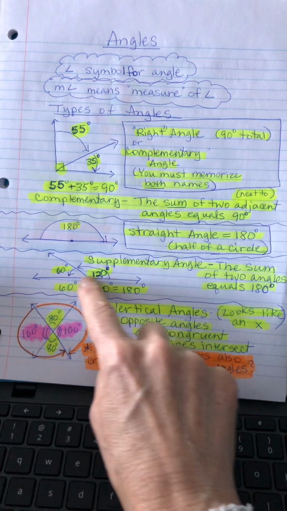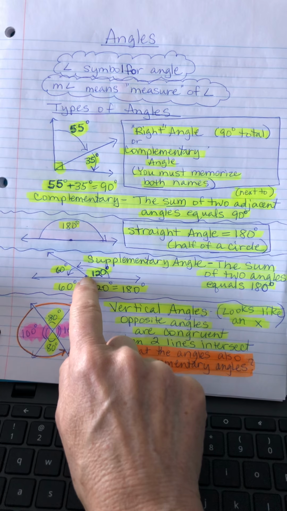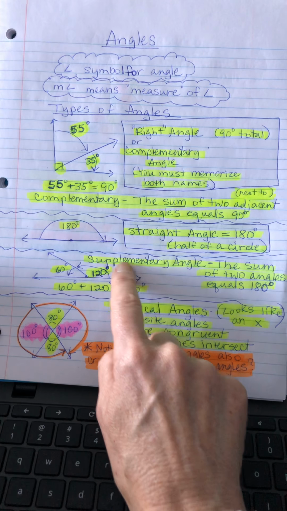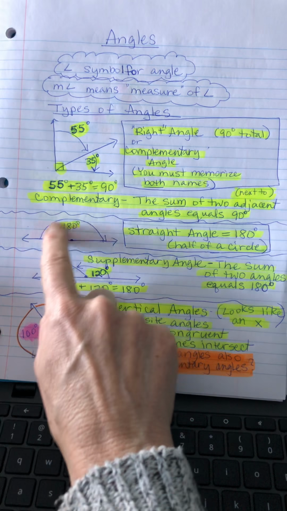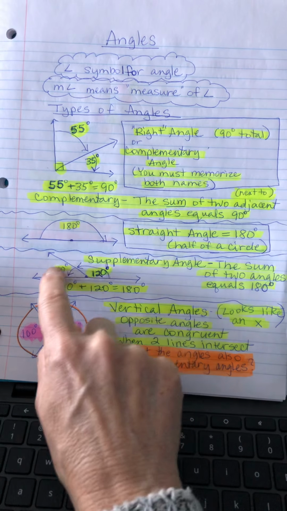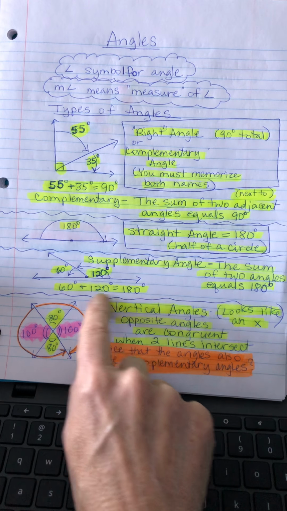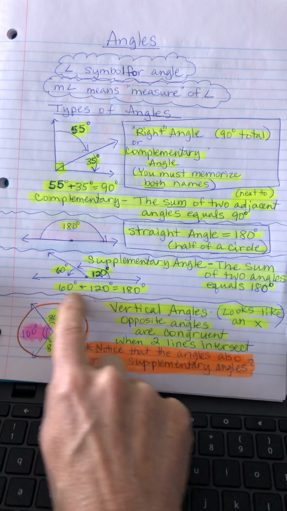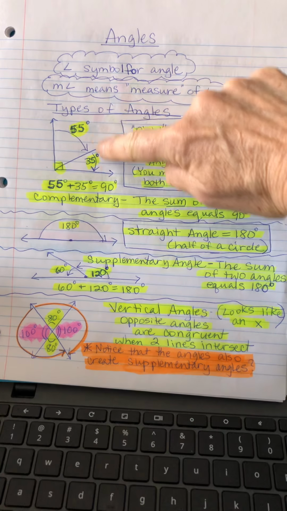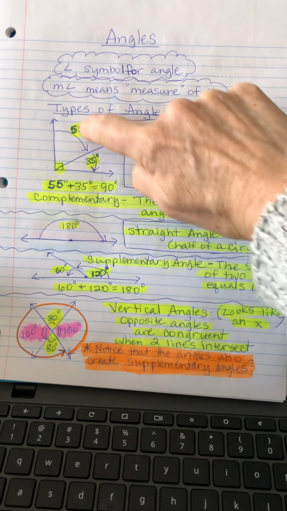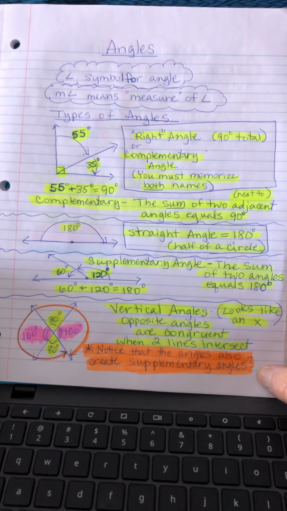Now, if we add off of the straight angle another ray, another angle that shares that vertex right there, then we call it supplementary because the sum of those two angles, just like it equals 180 here, the sum of these two angles added together will also equal 180. Okay, so you can see this one's 60, that one's 120. It would have to be because both of them together have to equal 180. And 55 and 35 were my two examples here. Those have to add to 90 because it's a right angle. Okay, nothing more, nothing less.